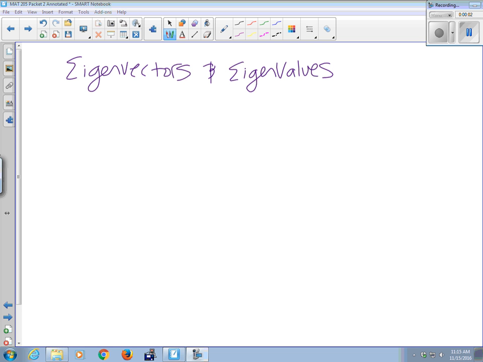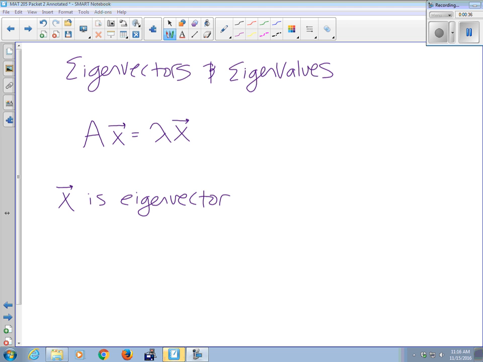Okay, so here's a very quick primer on eigenvectors and eigenvalues before we do some examples. We're looking at the equation Ax equals lambda x. This is the basis of the definitions. If there is a lambda so that when you multiply A times a vector, you get a constant multiple of that same vector, then x is called an eigenvector, and the lambda is the eigenvalue.